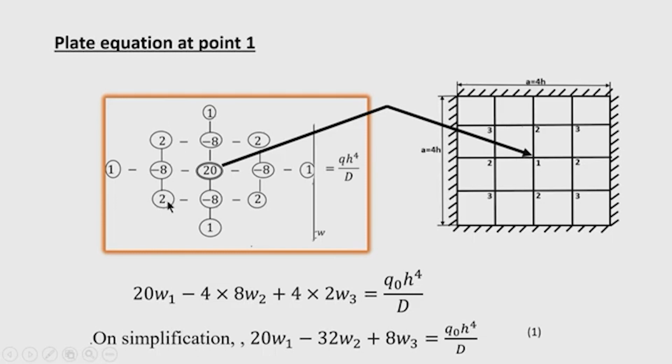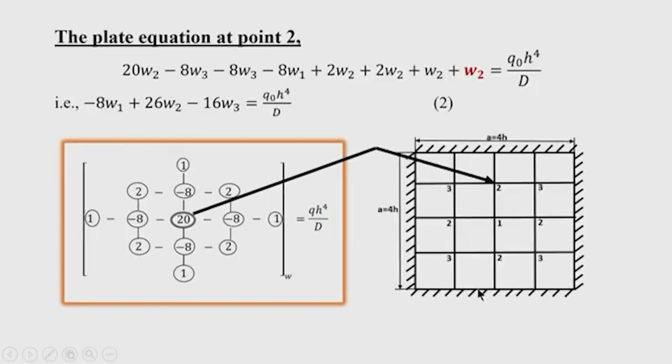So, we can write this as 4 into 2 W 3. These are the point 3. Then the coefficient is minus 8. So, 1 minus 8, 1 minus 8, 1 minus 8, 1 minus 8, where the deflections are equal. So, we write minus 4 into 8 W 2. This is the equation, and the right hand side is q naught h to the power 4 divided by D. So, after simplification we get this.